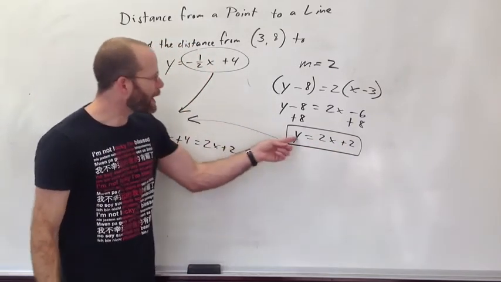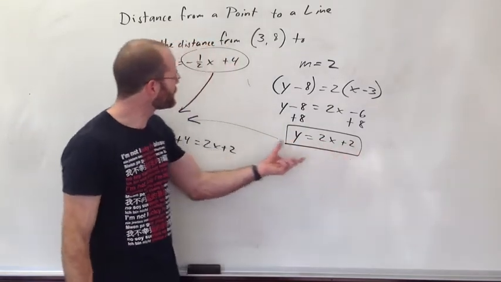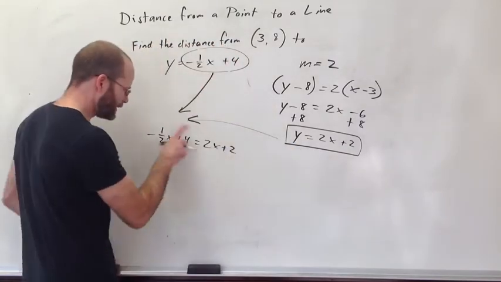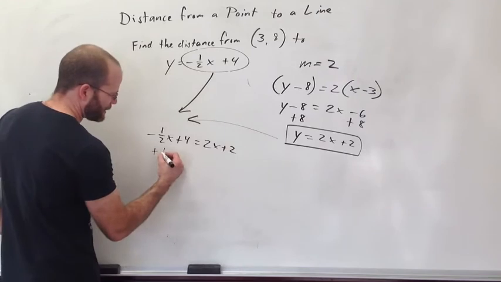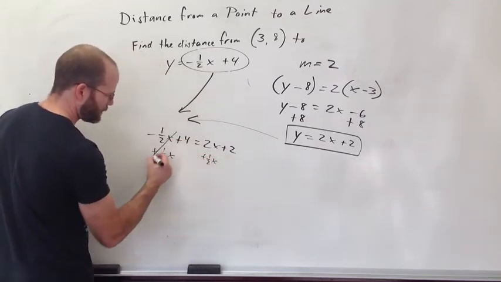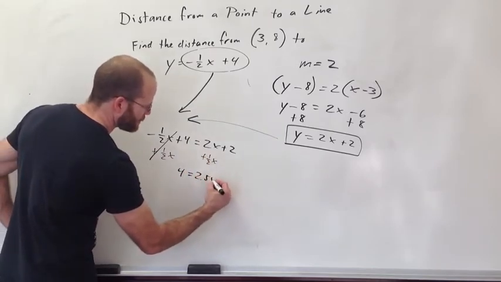Again, I have a y and a y, so by substitution or by the transitive property, this expression must be equal to this expression where those two lines cross. So we need to solve this. I'll add 1/2 x to each side. And so we end up with 4 equals 2.5x plus 2.